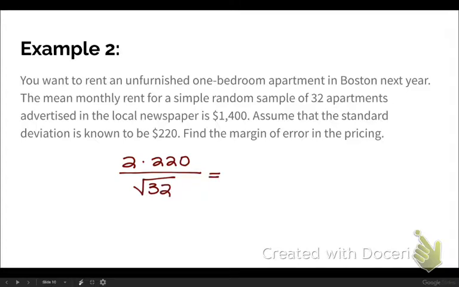So there's some extra numbers in there. We want to make sure that we don't use the extra information. So our margin of error is $77.78. So our mean, our average price, is actually probably a little bit higher, so about $1,477.78, and a little bit lower, which would be like $1,322 and some change.